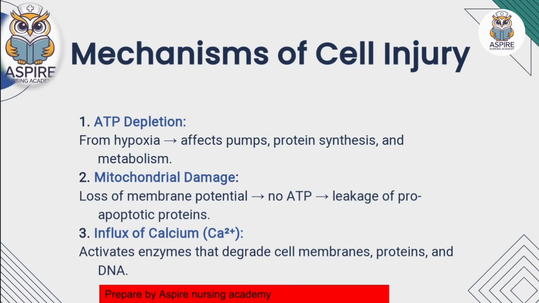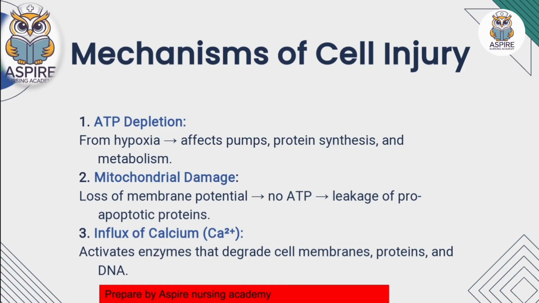Mechanisms of cell injury. Now let's understand how this damage actually happens inside the cell. 1. ATP depletion. No ATP, no energy. Everything fails: pumps, enzymes, protein making. It's like pulling the plug on a machine. 2. Mitochondrial damage. No ATP, and even worse, the mitochondria leak death signals like pro-apoptotic proteins.